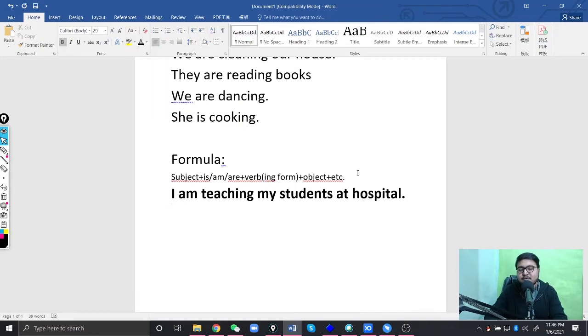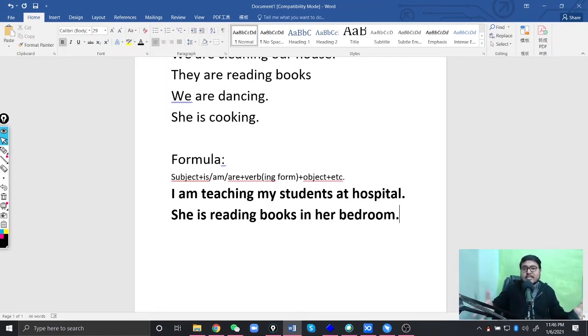So let's try to make some more sentences. She is reading books. Now again, she is a subject, is a helping verb which comes with she, and reading is a verb with ing form, books is the object. Now again, it could be she is reading at the library. Now it could also be she is reading in her bedroom. Now it could be anything because etc. could be anything. It could be any place, it could be any time, anything.